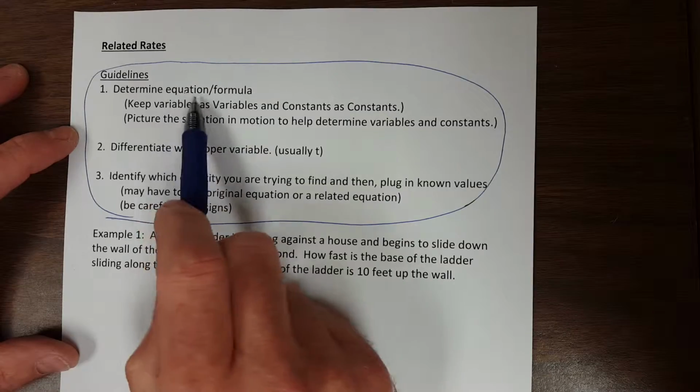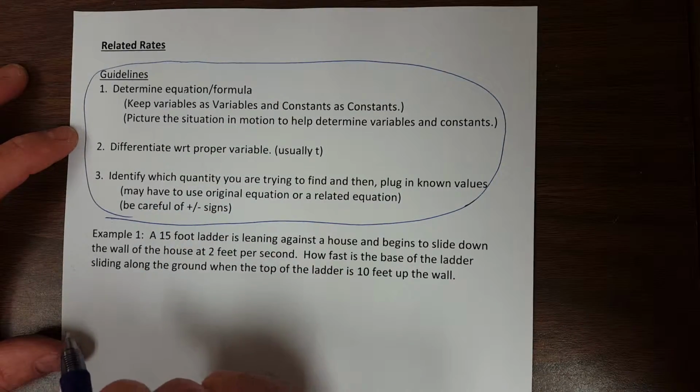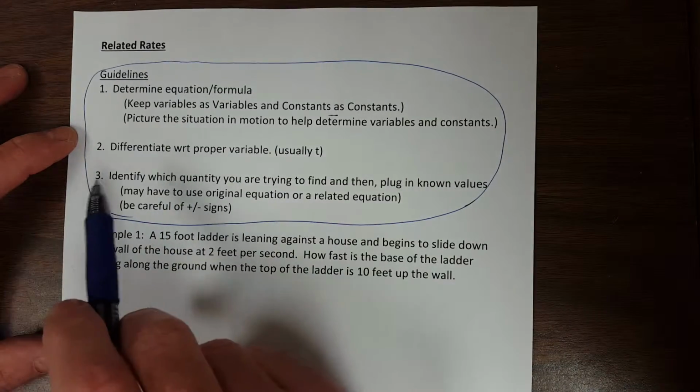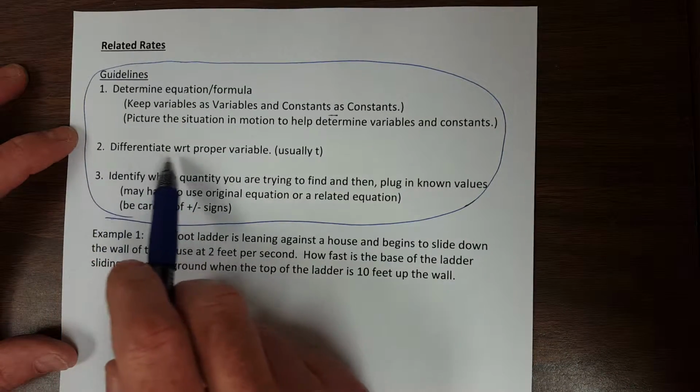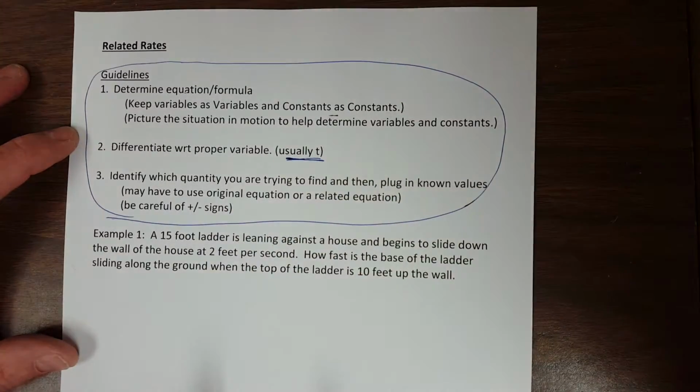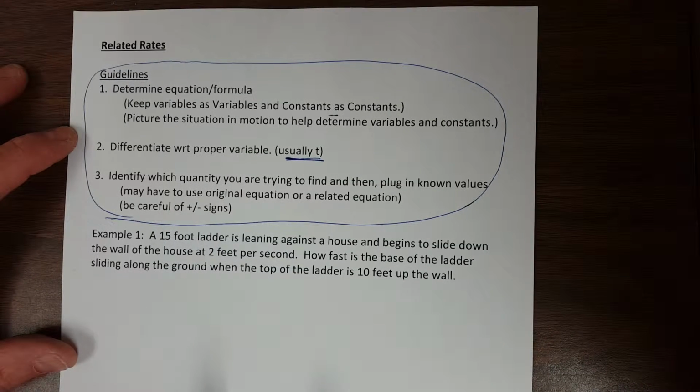The first one is to determine a working equation or formula. More on this when we get into some of these examples. Step 2 is to differentiate with respect to the proper variable. Since this is a rate, usually we're going to differentiate with respect to time. If you need more information on how to do that, look up implicit differentiation. There's plenty of videos on that.